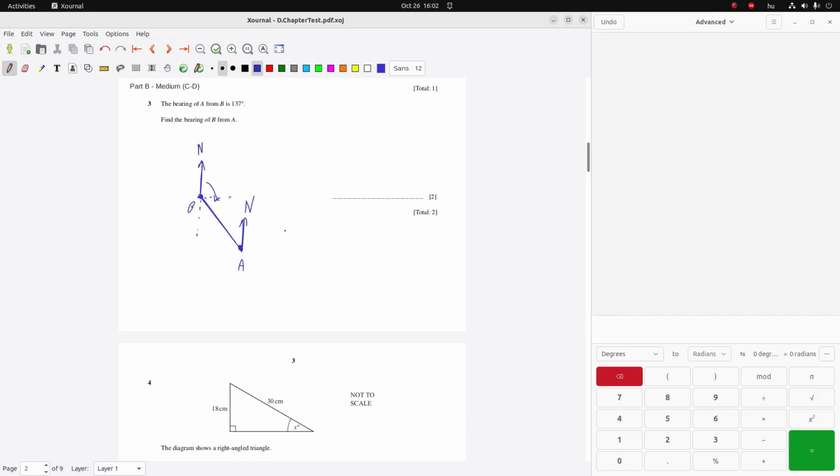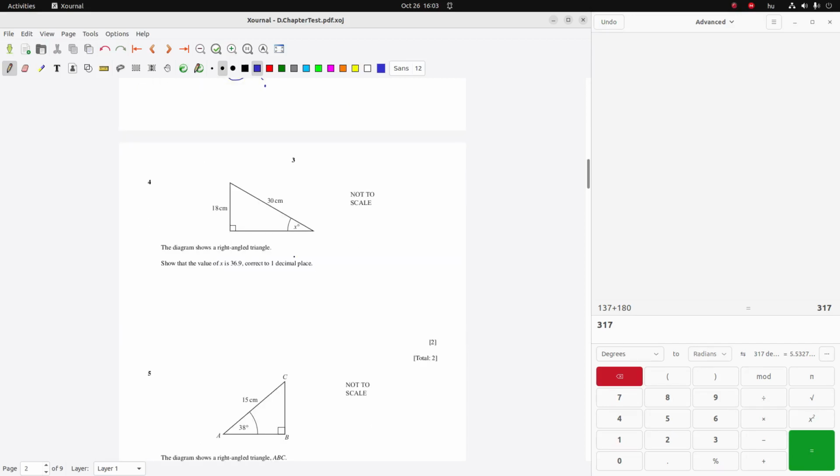So find the bearing of B from A. We know this is 137, and we're standing in A now, and we want the bearing of B from A, which means we have to start at the north and go all the way around until we get that angle. That's the angle we're looking for. So how can we get this angle? Well, it's easy. Let's just extend this line here. And we can easily see that this part is 137 and the remaining part is 180. So finally we have 137 plus 180 equals 317 degrees.